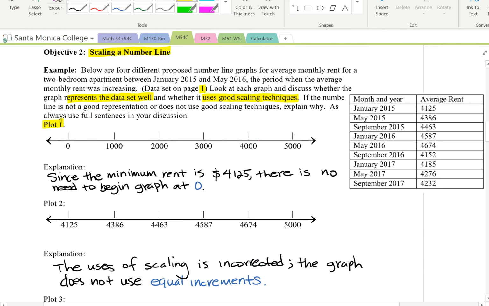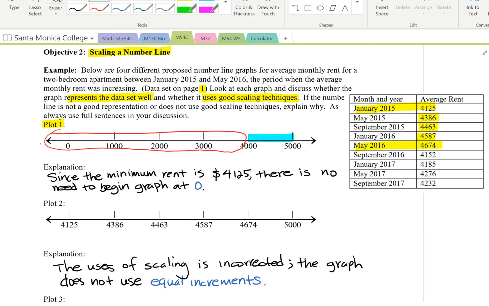Okay, let's do one plot at a time. First plot. The number line is from 0 to 5,000. Let's look at my rent. My rent is from January 2015 to May 2016, and those are the amounts that I intend to plot. Notice that the amounts are always about from 4,000 to 5,000. So if I plot them, my data points will all land in this area here. That means there's a bunch of extra space here that we will not use at all. This part is unnecessary. Since the minimum rent is 4,125, there's no need to begin your graph at 0.